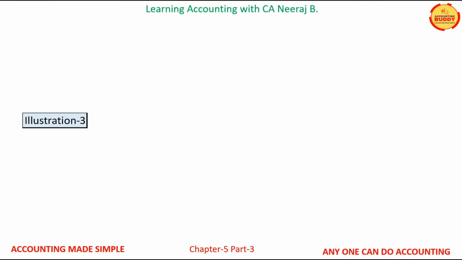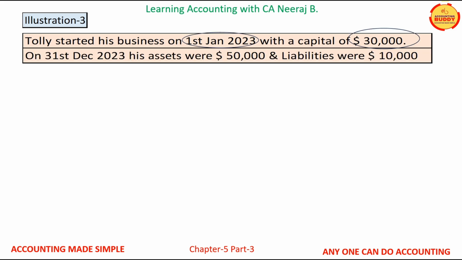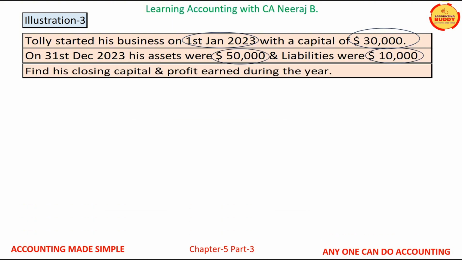Let us now discuss illustration 3. Tooley started his business on 1st January 23 with a capital of $30,000. On 31st December, his assets were $50,000 and the liabilities were $10,000. Find out his closing capital and the profit earned during the year.